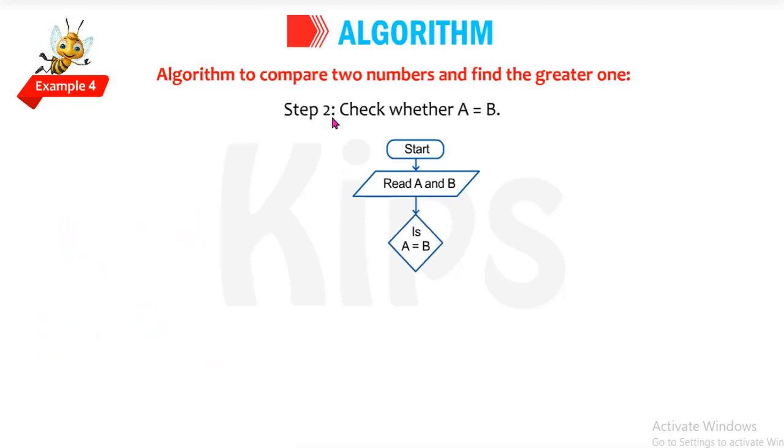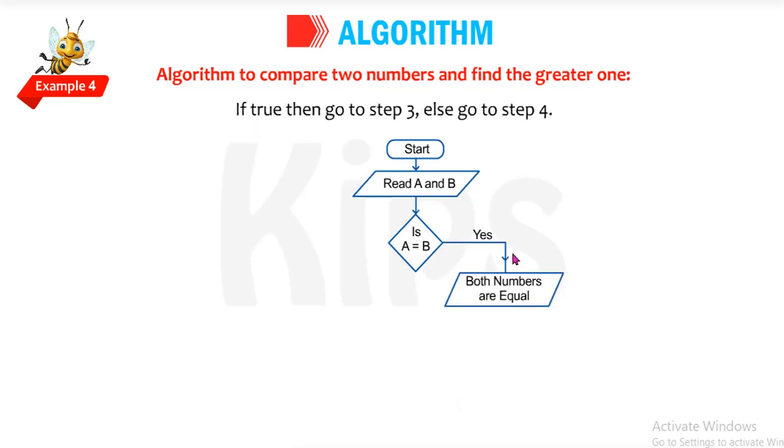Step 2. Check whether A is equal to B. See here, is A equal to B? What is the value of A? 10. What is the value of B? 20. Is it equal? Decision, yes or no. Then decision comes. If true, suppose A is equal to 10, B is equal to 10, then yes, both numbers are equal. Step 3. Print both numbers are equal.